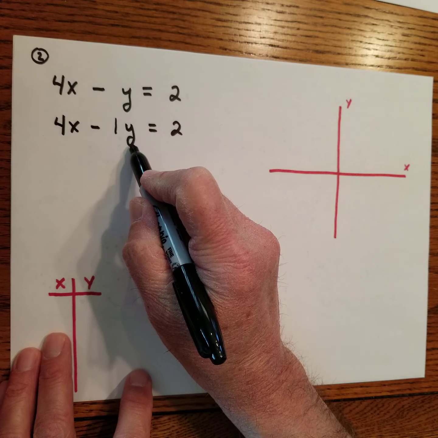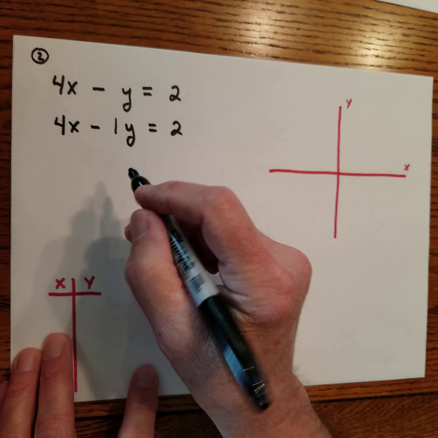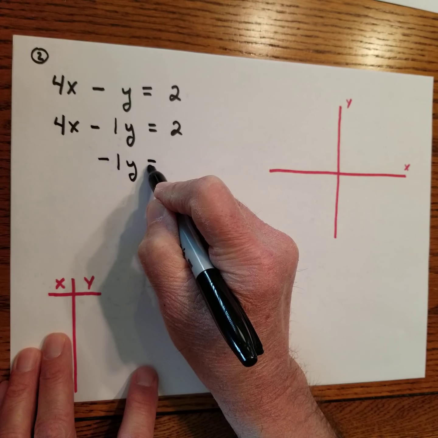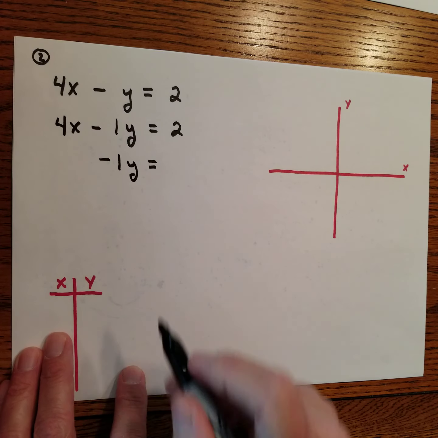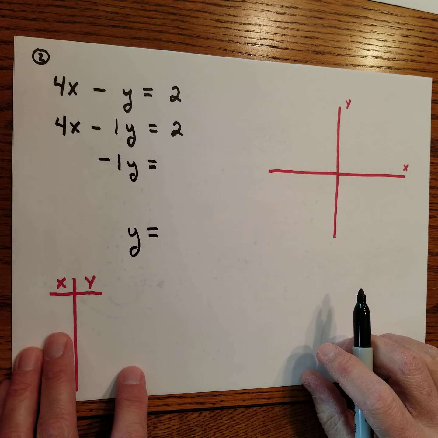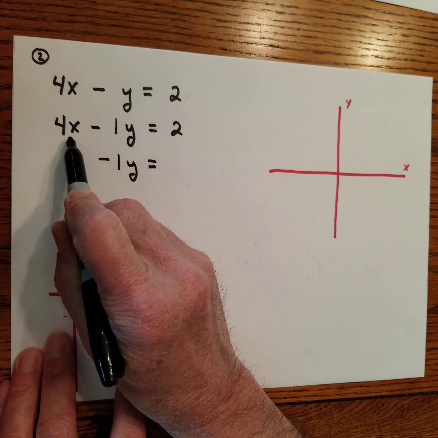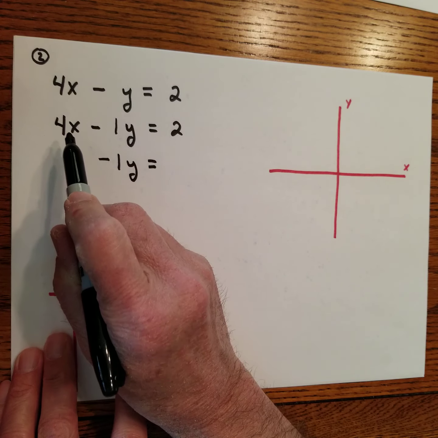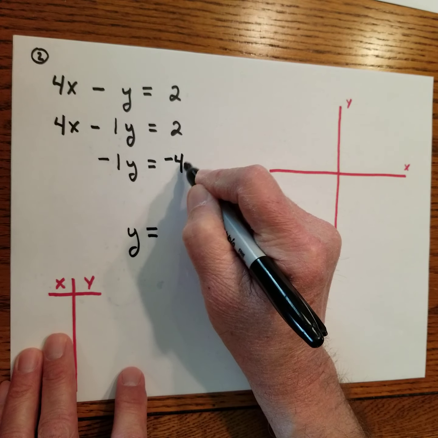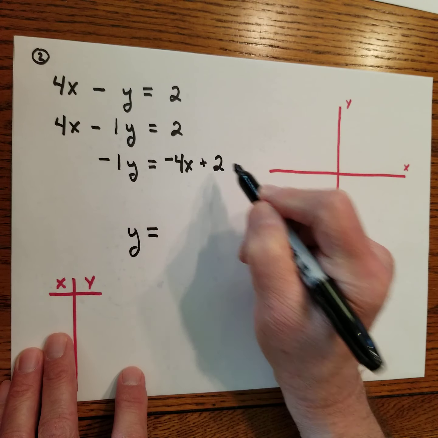Now I need to get y by itself to make it easier to graph. And I can do that in 2 lines of work. First, we'll get negative 1y by itself. Then we'll get y by itself. In order to get negative 1y by itself, this 4x has to leave. If it's a positive 4x on the left side of the equal sign, it'll be a negative 4x when I move it to the right, alongside of that positive 2.